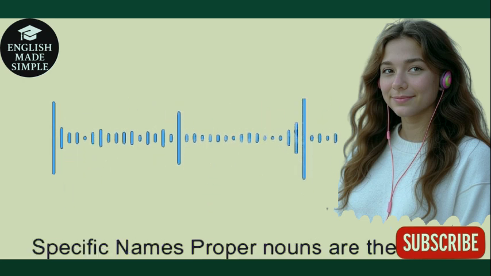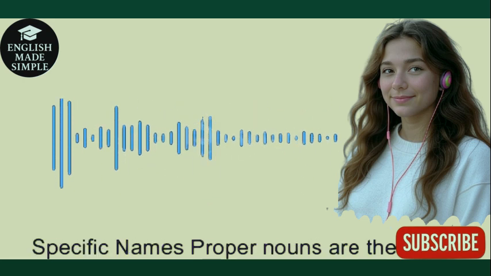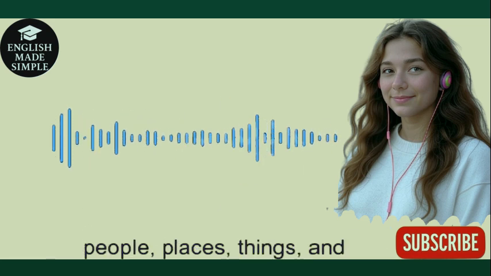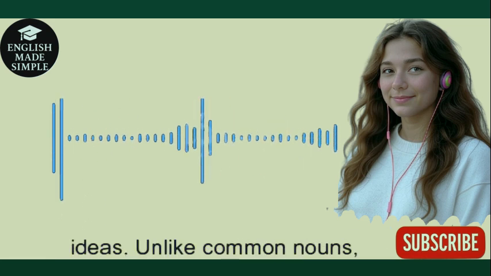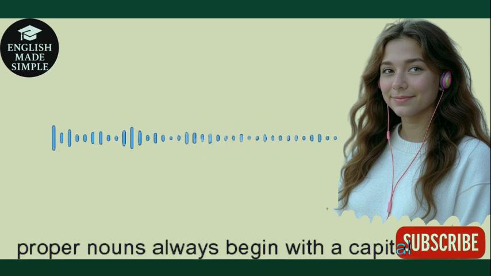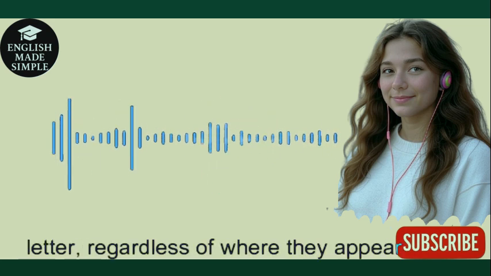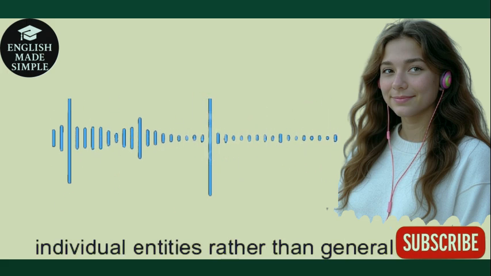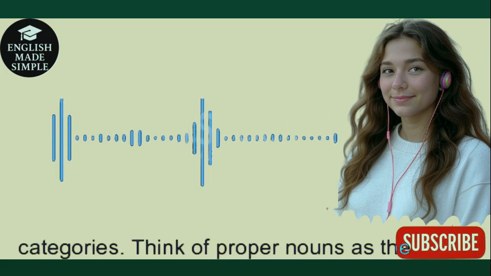Proper nouns: the specific names. Proper nouns are the specific names we give to particular people, places, things, and ideas. Unlike common nouns, proper nouns always begin with a capital letter, regardless of where they appear in a sentence. They represent unique, individual entities rather than general categories.